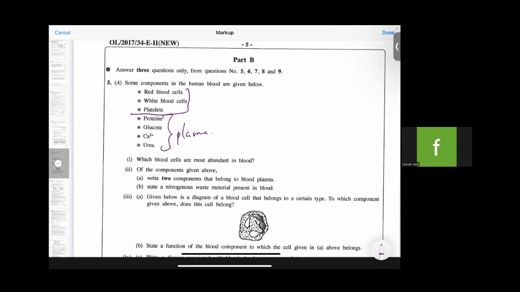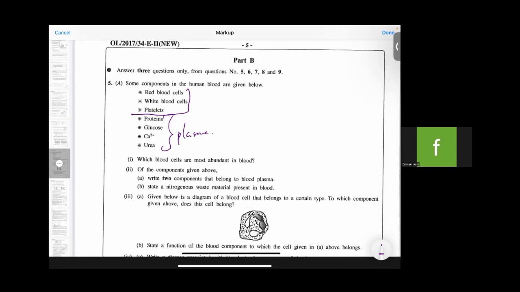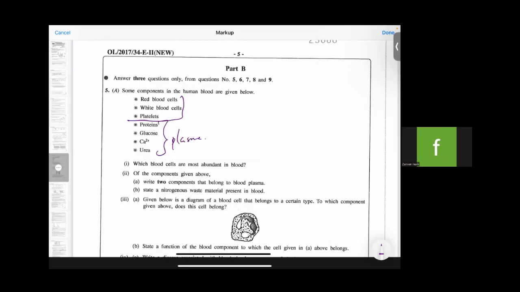Then state a nitrogenous waste material here. Urea. Yes. What else? They're not given here. What are the other nitrogenous waste materials? Uric acid. Creatinine. Very good. Then given below is the diagram of a blood cell that belongs to a certain type. To which component given above does the cell belong?